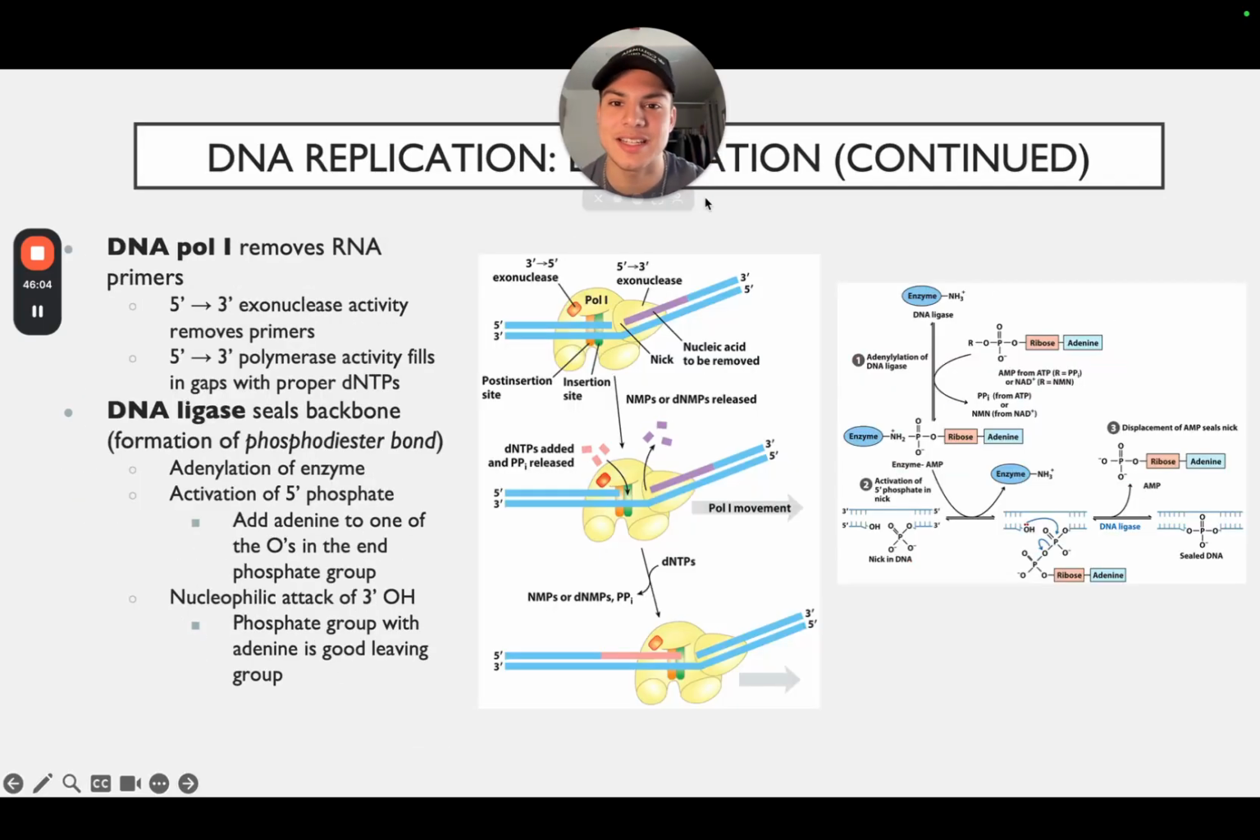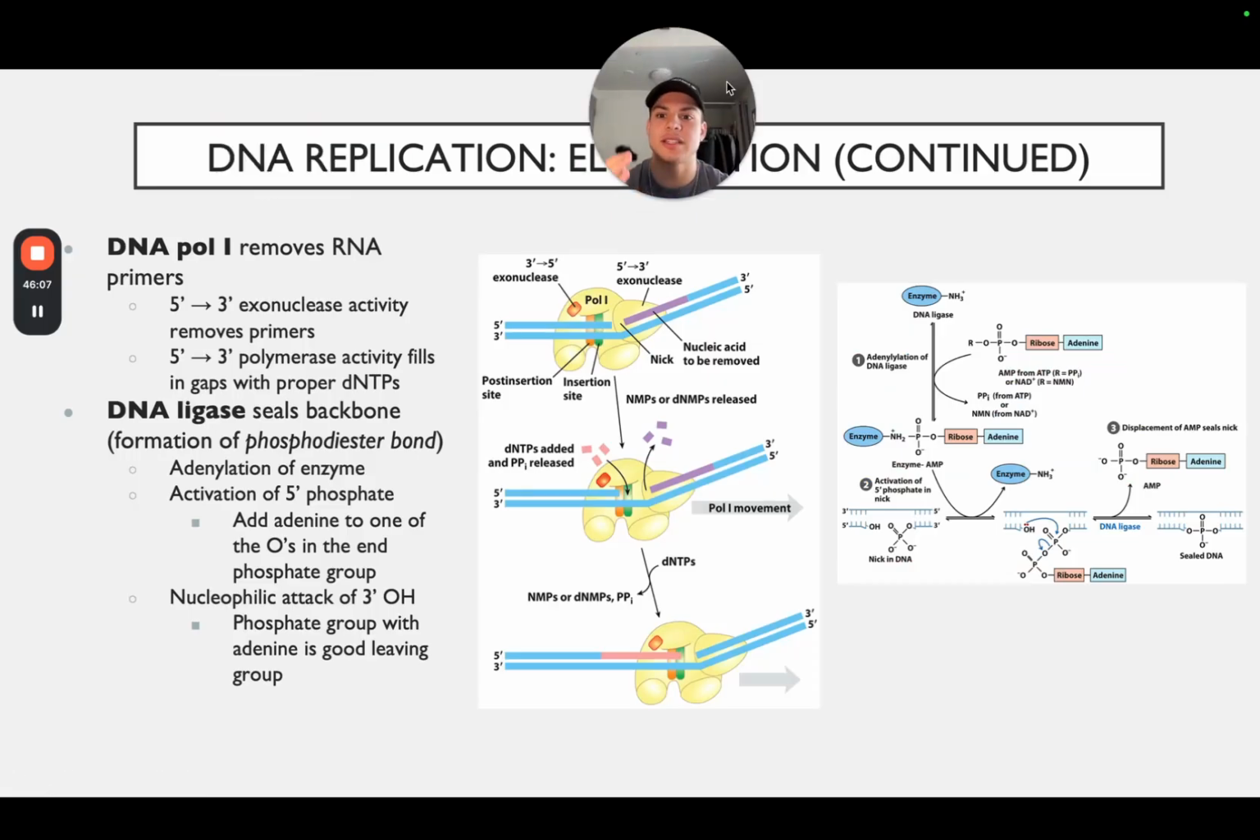Okay, so moving on to the next thing. Continuing in terms of DNA elongation, DNA polymerase 1 removes these RNA primers, right? Remember, the processivity is about 20 to 100 nucleotides, and these nucleotides could be RNA primers themselves.